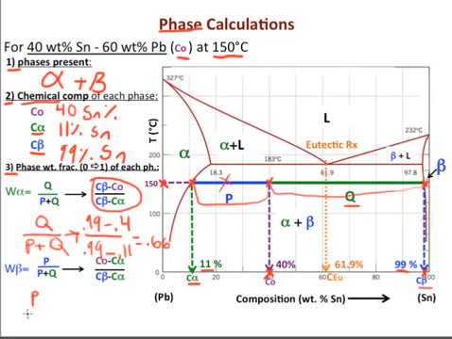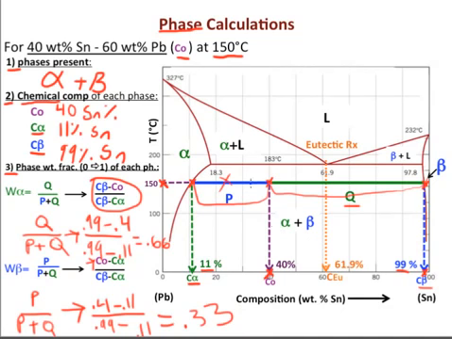Now, for our weight fraction of beta, we start here, and we use this distance here, which would be P. So it would be P over the entire distance again, which is P plus Q, and mathematically P would be found using this formula. So our nominal composition, which again is 0.4, minus our composition of alpha, which would be 0.11, all over P plus Q, which would be composition beta, 0.99, minus composition alpha, 0.11, which would be 0.33.